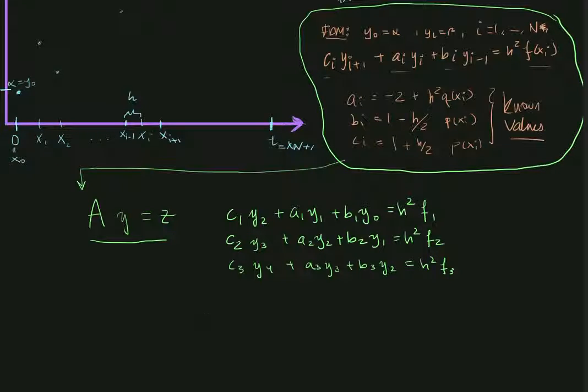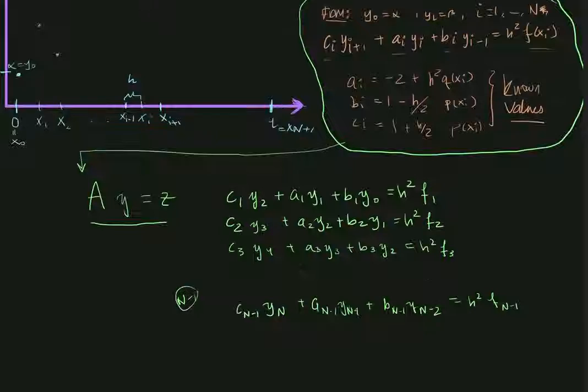Well, let's just start with i equal to n minus 1, just for fun's sake. Then I will have C n minus 1 multiplied by Y n, sorry, plus A n minus 1 multiplied by Y n minus 1 plus B n minus 1 multiplied by Y n minus 1 minus 1, which is n minus 2, plus h squared multiplied by F n minus 1.